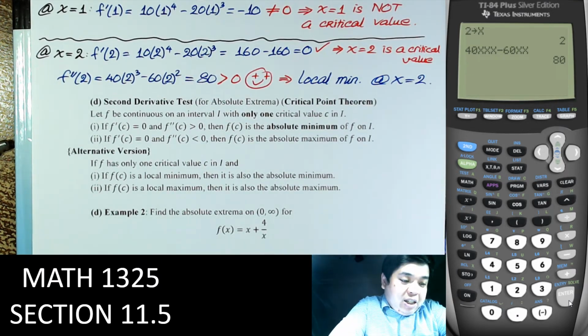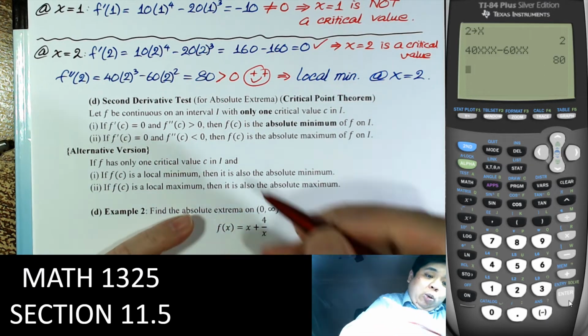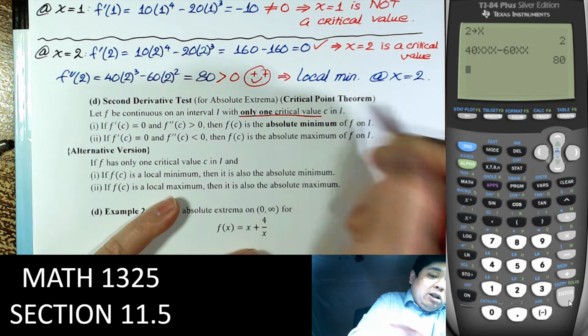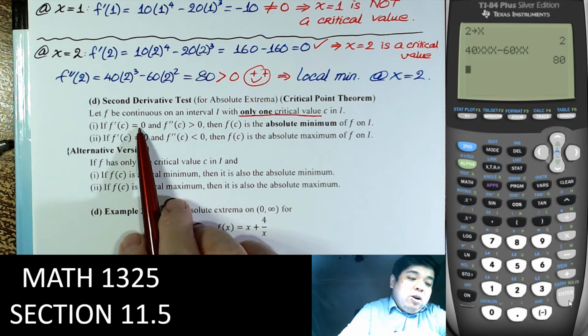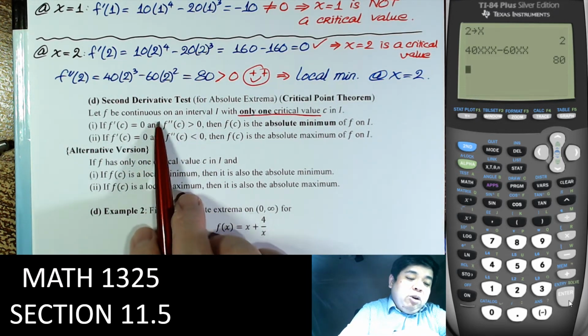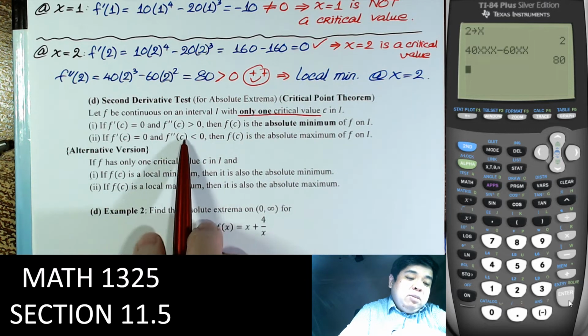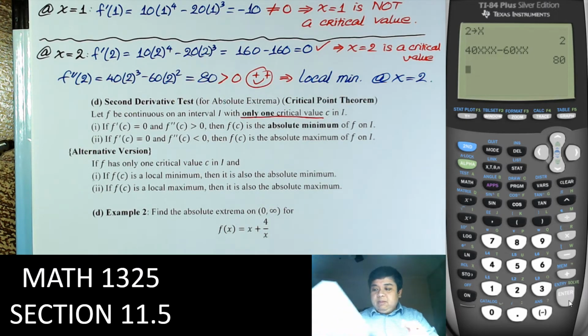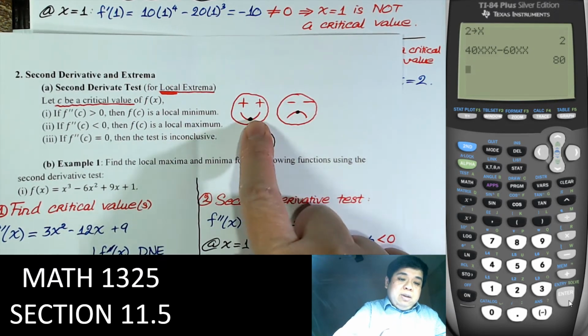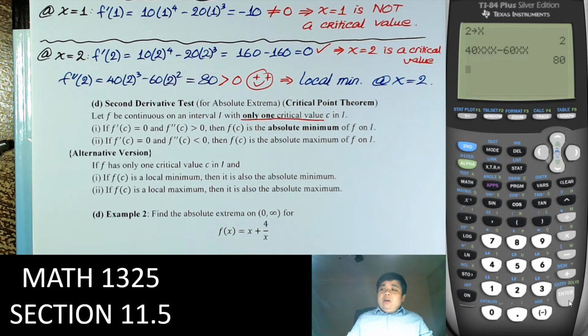Right. Now, the second derivative test for an absolute extrema, or this is called the critical point theorem. It says that if f is a continuous function on the interval with only one critical value. Now, the most important thing in this theorem is we only have one critical value in the interval. And if the derivative equals 0, that means there is a critical value. Second derivative is positive, that's the absolute minimum. Second derivative is negative, absolute maximum. So there's nothing new. Of course, open up there's a min, open down there's a max. So that's no big deal here.